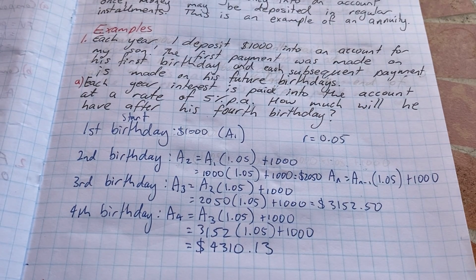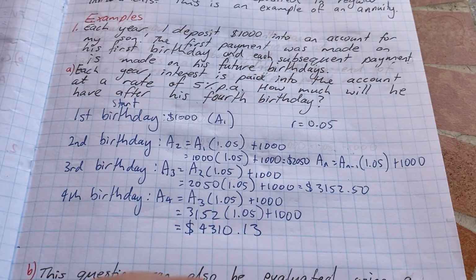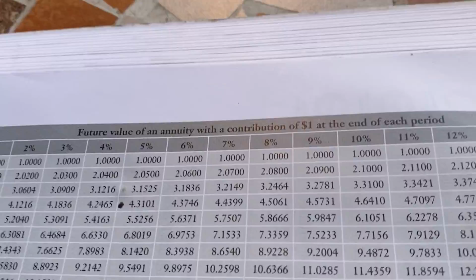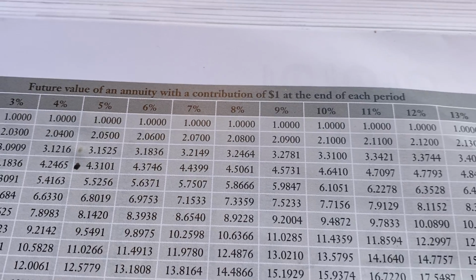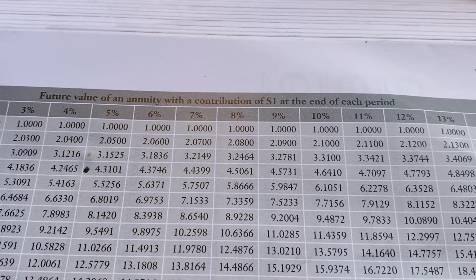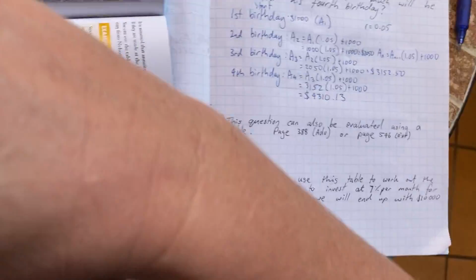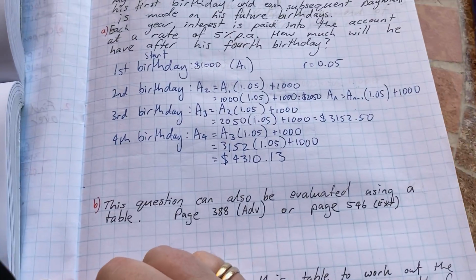$4,310.13. Now these problems can also be done using tables. So there is a table in your textbook. This is what it looks like. It's pretty huge. If you look at the title on that table, it's the future value of an annuity with a contribution of $1. So if you're doing $1,000, you just times it by 1,000. And that's done at the end of each period. So you're basically going to get an extra period when it's done at the start of a period.